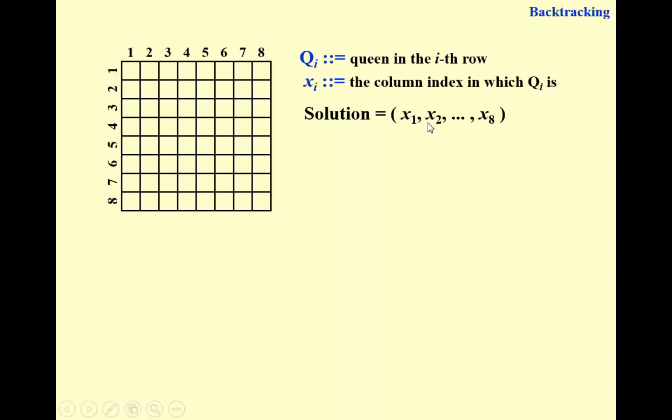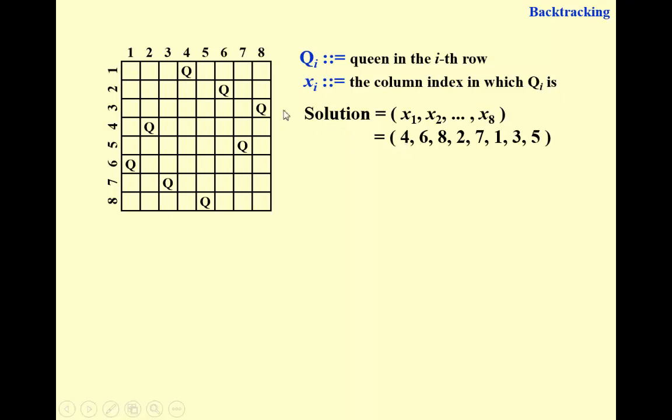So each position, the ith position corresponds to the ith queen in the ith row. And the value of this x corresponds to the column number of that queen. So for example, a solution like this can be written like this. So what does it mean? So the first number is 4, means the first queen, which means the queen in the first row must be placed in the 4th column.